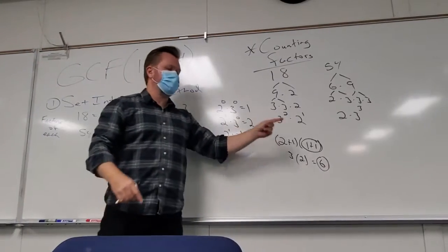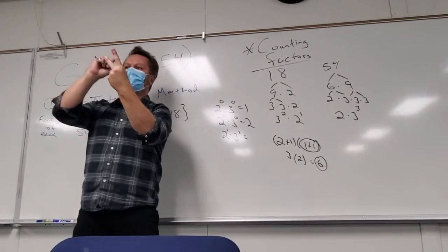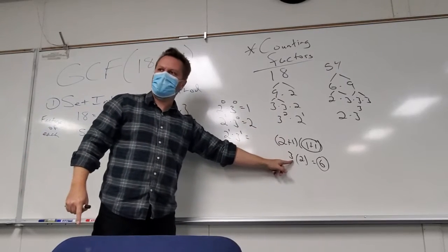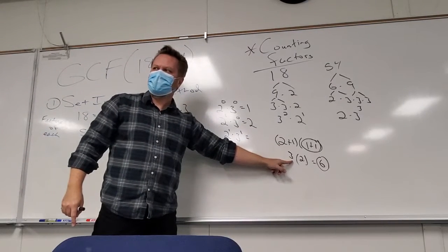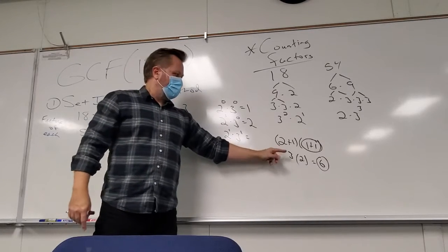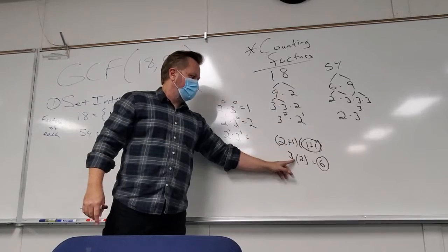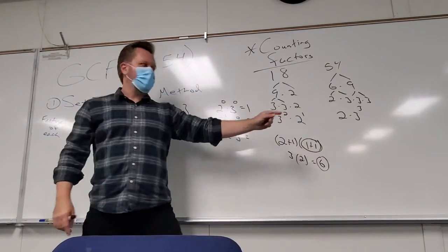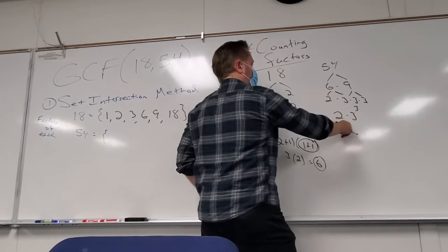What about for the 3s? I could have none of them or 1 of them or 2 of them. So I have 3 options for the 3s. And then you have 3 options for the 3s. And for each of those, you have 2 options for the 2s. 3 times 2, 6. So how many total factors should there be for this one?